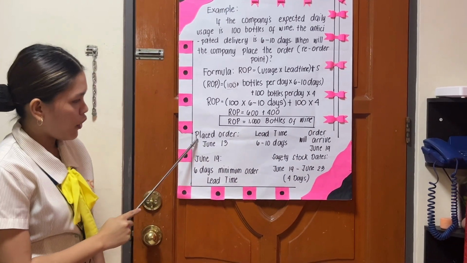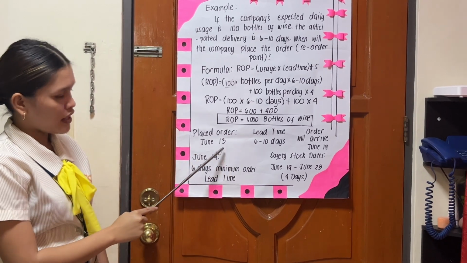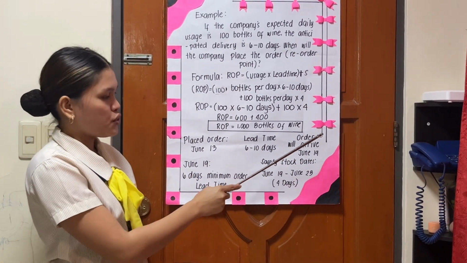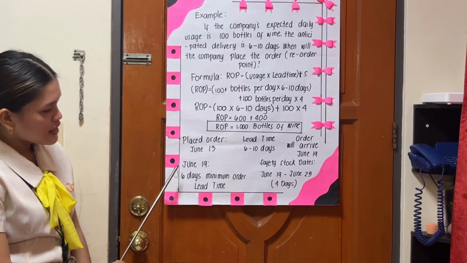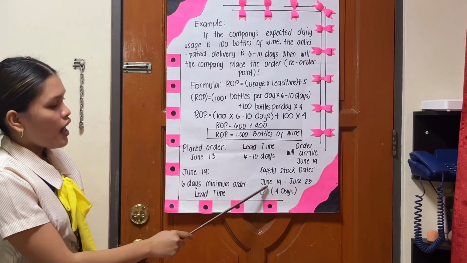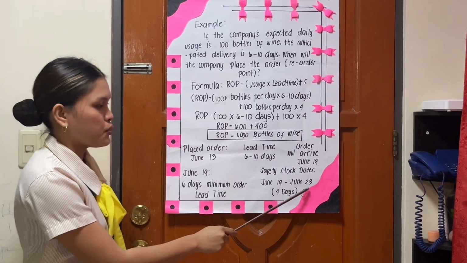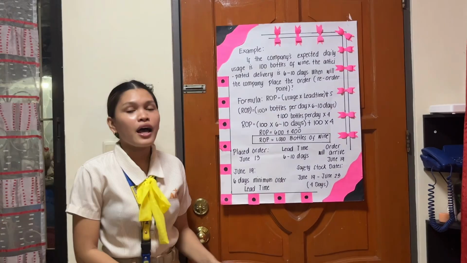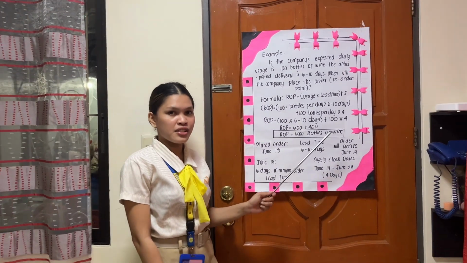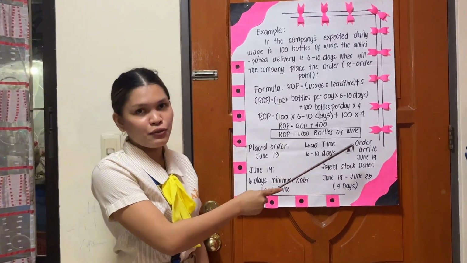So let's just say our placement of order is on June 13. The lead time is 6 to 10 days, so the order will arrive on June 19, which is the 6 days minimum lead time. So safety stock dates are June 19 to June 23. This means the company should place a new order when the stock level reaches 1,000 bottles of wine.